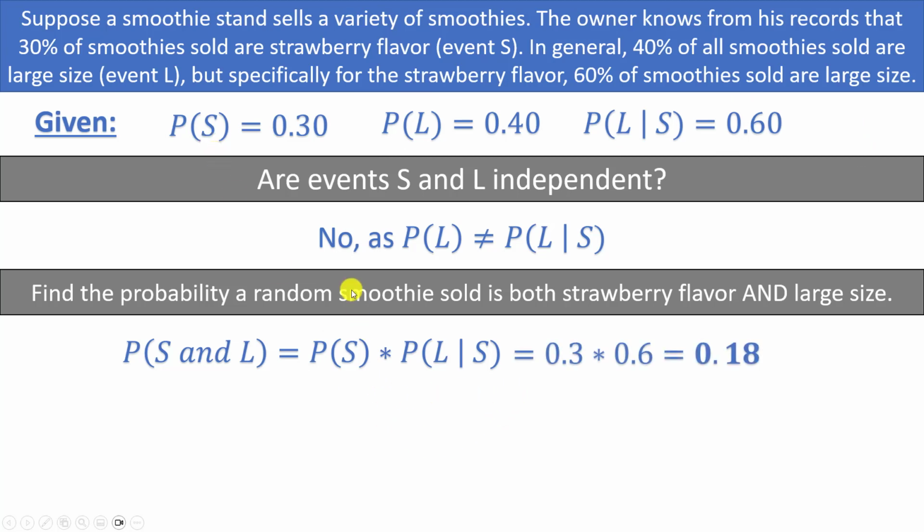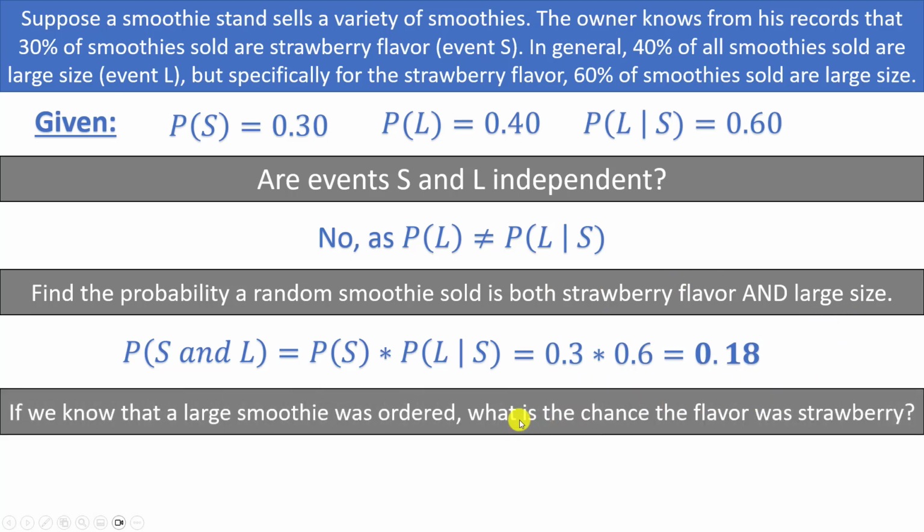So plugging into the formula, the probability of S is 0.3 and the probability of L given S is 0.6. So 0.3 times 0.6 is 0.18. There's an 18% chance that a random smoothie that we select is both strawberry and large.